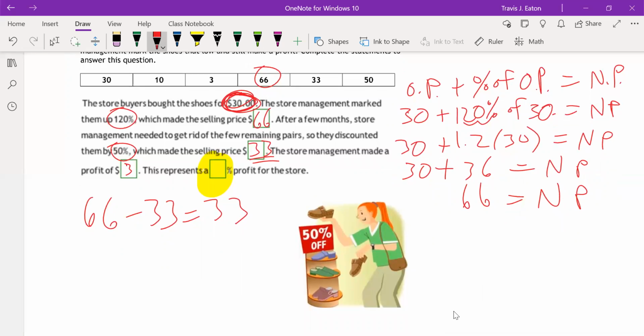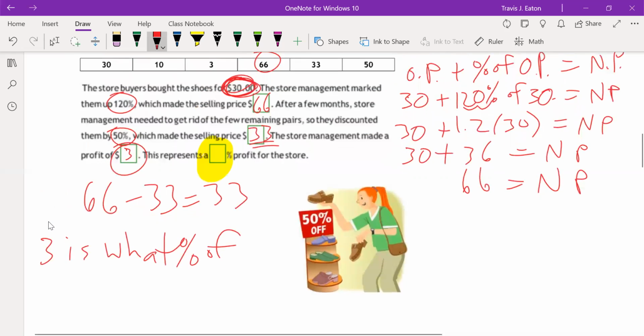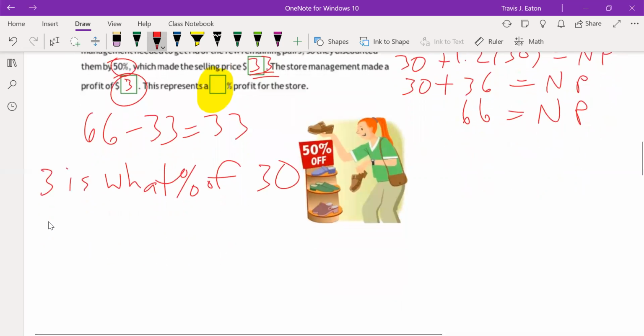And that's where we left off on that lesson. So let's find out what percent profit that would be. So we know that the profit was $3, but we don't know what percent it was. So what you could do, you could write out a question and say, hey, 3 is what percent of, now what's the number we're looking for? Well, how much did they pay for the shoes? If we go up to the top, we can go, oh, that's right, they spent $30 on the shoes. So 3 is what percent of 30?